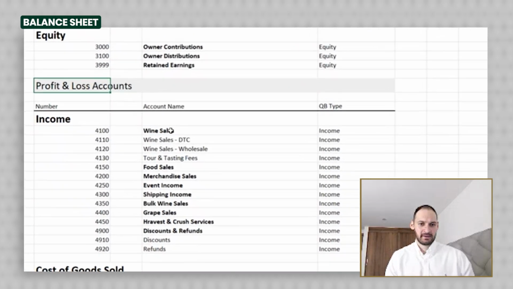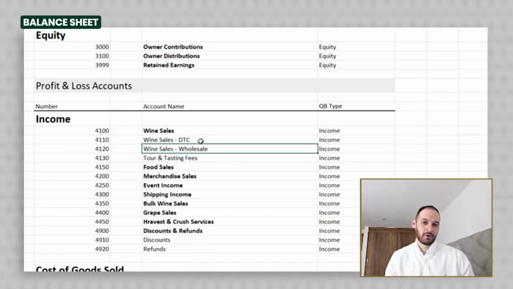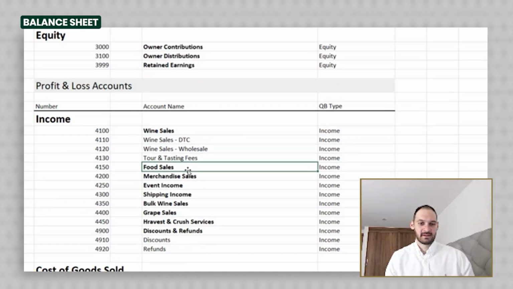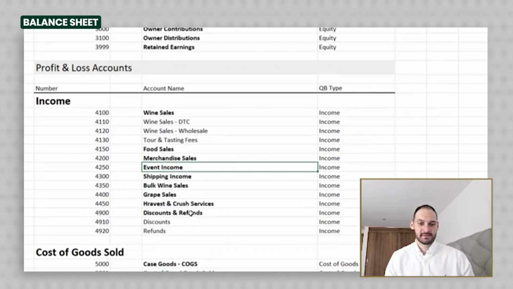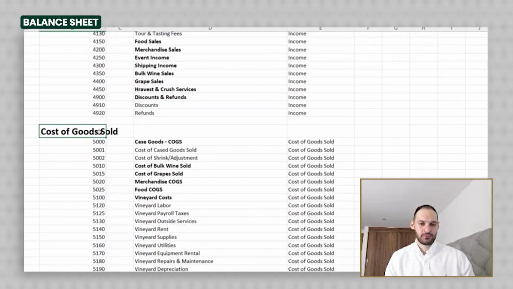So we've got income. Wine sales are generally broken out by two main categories, right? DTC and wholesale. Depending on the winery, they might have a different account for wine clubs, if that's a big component of your income. Or if it's a smaller winery, they just lump it all into DTC. So depending on the winery, this will change. Food sales, event income, shipping income, smaller activity accounts, discounts.